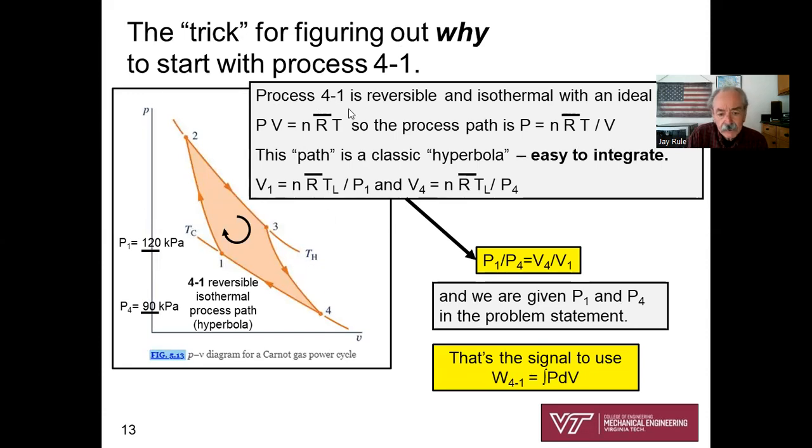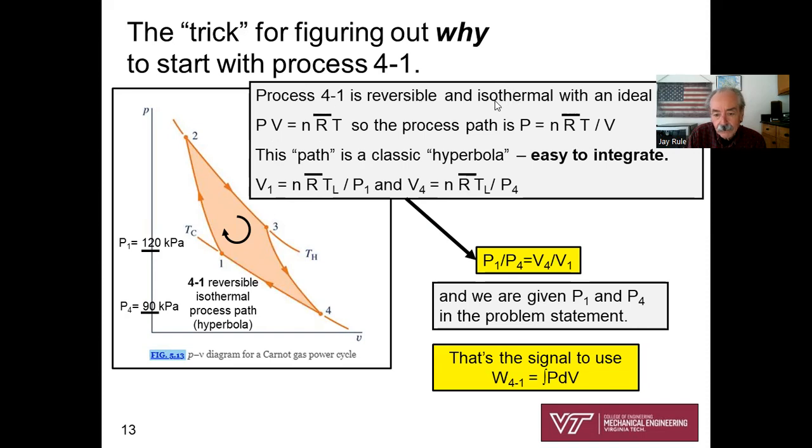Okay, process 4 to 1 is reversible and isothermal with an ideal gas. So I wrote this down. PV equals N R bar T, ideal gas equation of state. Okay. Can I write down the process path? P is a function of V. I can. P is equal to N R bar T divided by V.